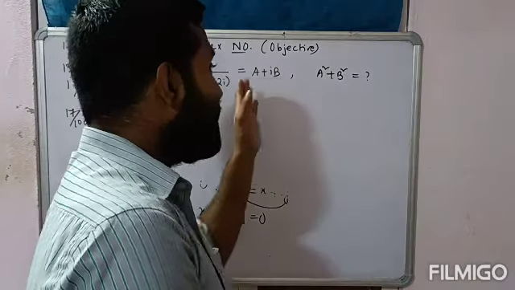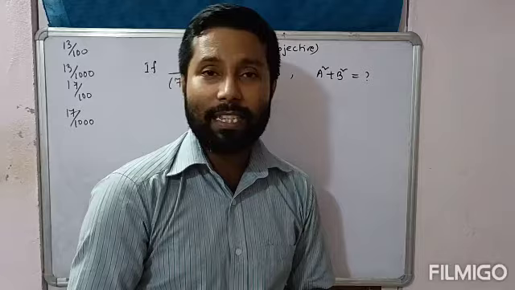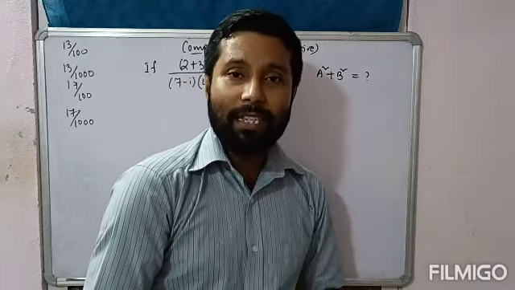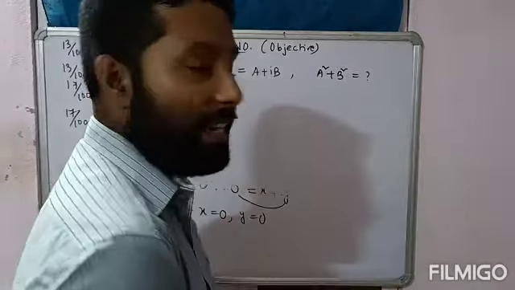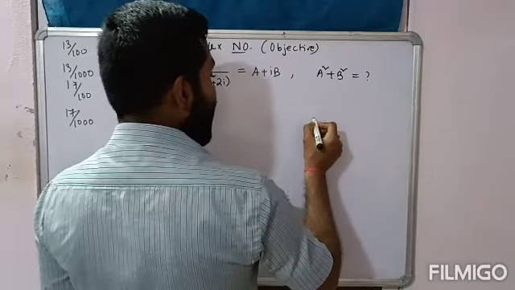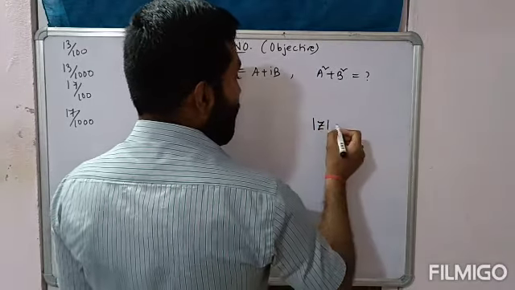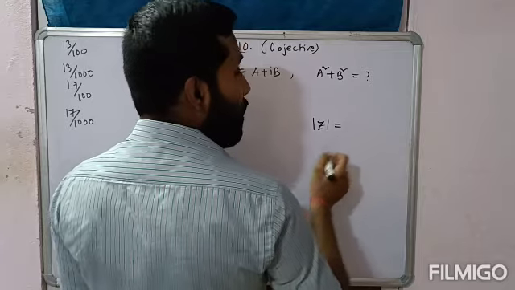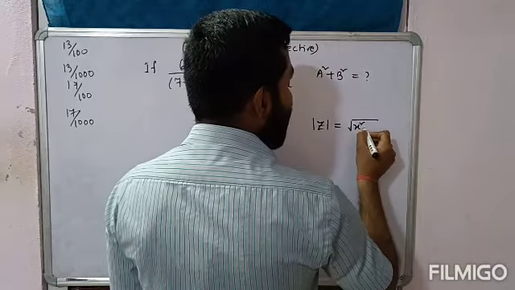So a plus ib, a square plus b square, how can we find out? This has already been discussed in the subjective part. So from a plus ib, how can we find a square plus b square? There is one property. We all know that modulus z is equal to, what is the value of modulus z? Root over a square plus b square.